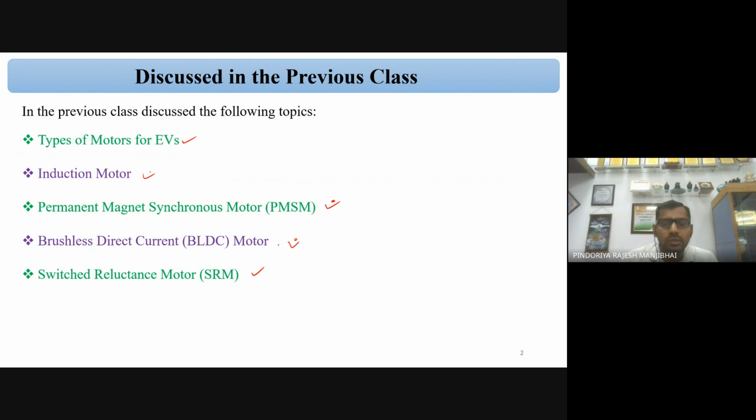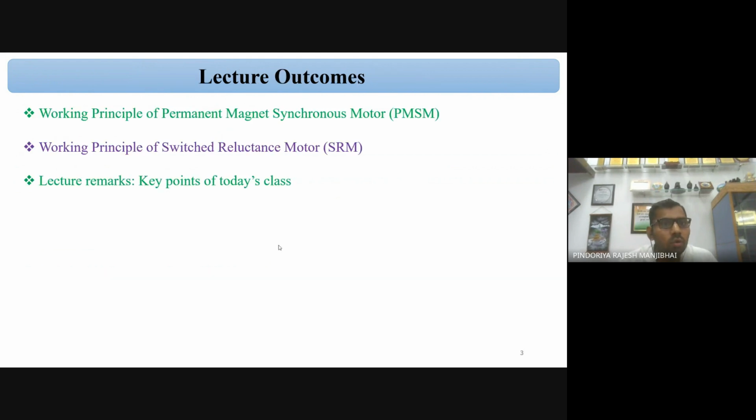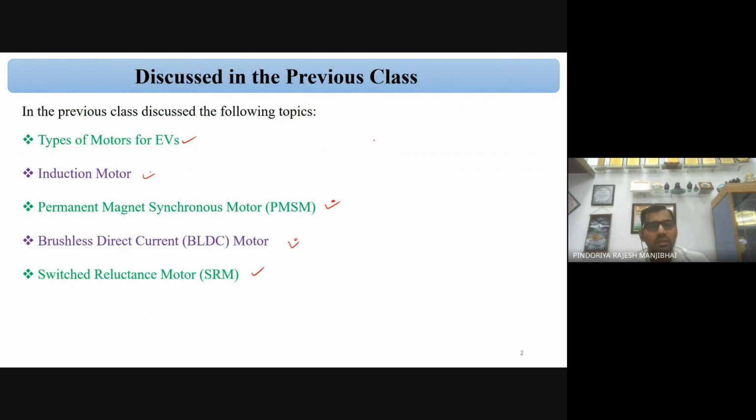Correct. So today we are going to discuss more about the working principle of the permanent magnet synchronous motor and SRM motor, that is the switched reluctance motor. Is there any confusion, any doubts from the previous class? In the previous class, we discussed in detail the brushless DC motor and the overview of the permanent magnet motor and the switched reluctance motor. Any confusion, any query from the previous class? Okay.